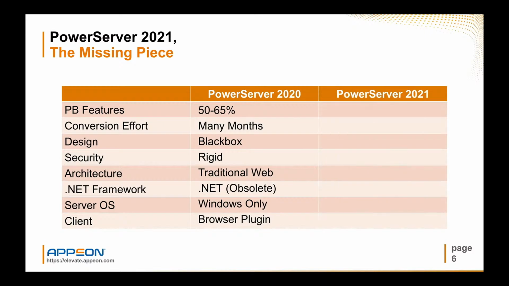Now, 2021 is going to address all of these shortcomings so that PowerBuilder has a strong cloud conversion solution to allow you to get all of your existing assets up in the cloud, along with the new development that you're going to be doing with the .NET Data Store. So the new PowerServer 2021 supports basically 100% of PowerBuilder features. And as a result, conversion effort can be days or even less.